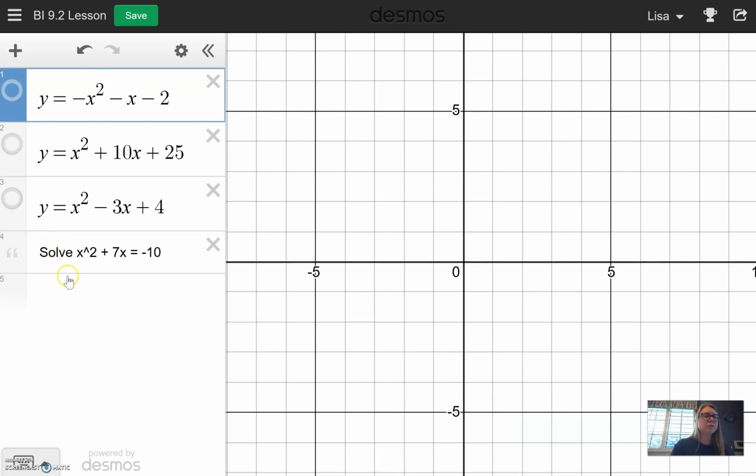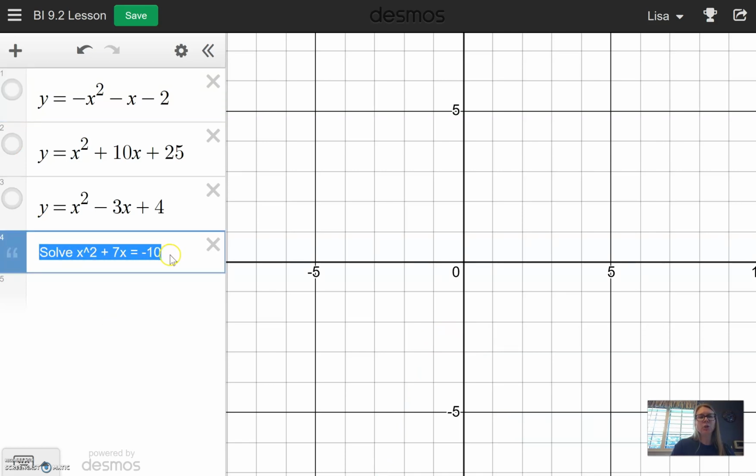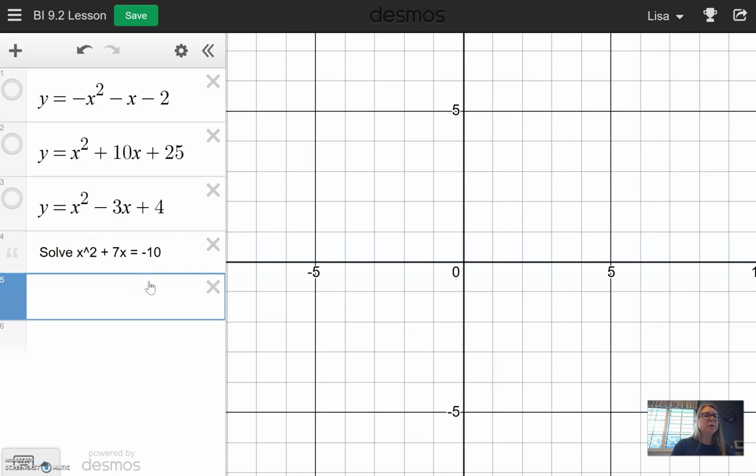Okay, so one of the things you're going to be asked is to solve problems like what we see right here. It says solve x to the power of 2 plus 7x equals negative 10. Now there's going to be in section 9.2 two different methods that you could use to solve this. And both of them are using graphing.